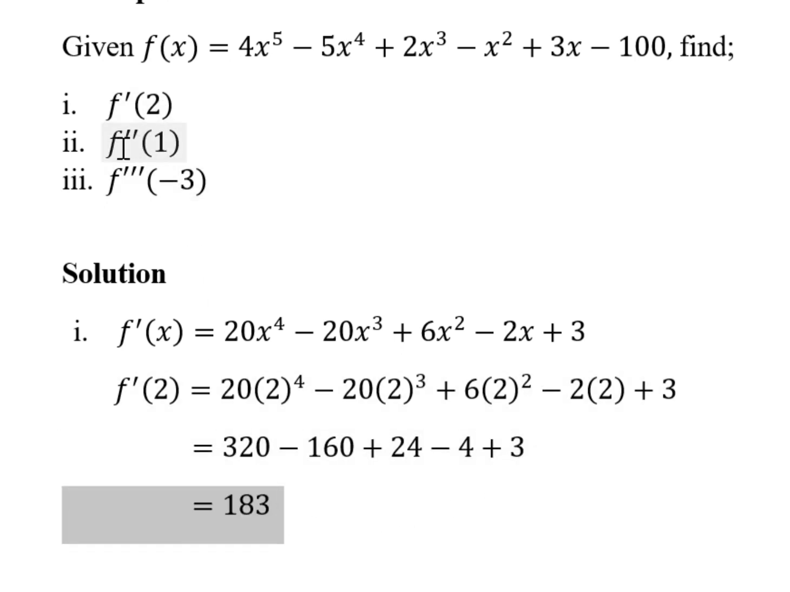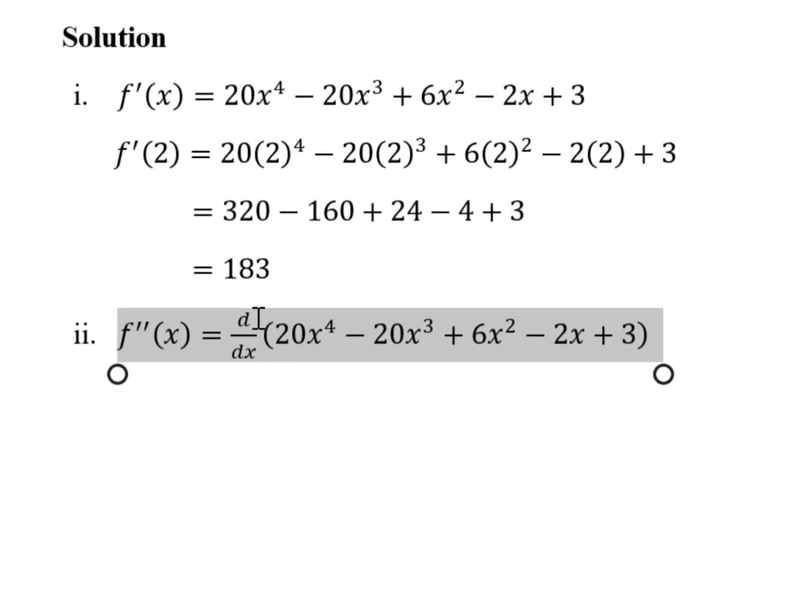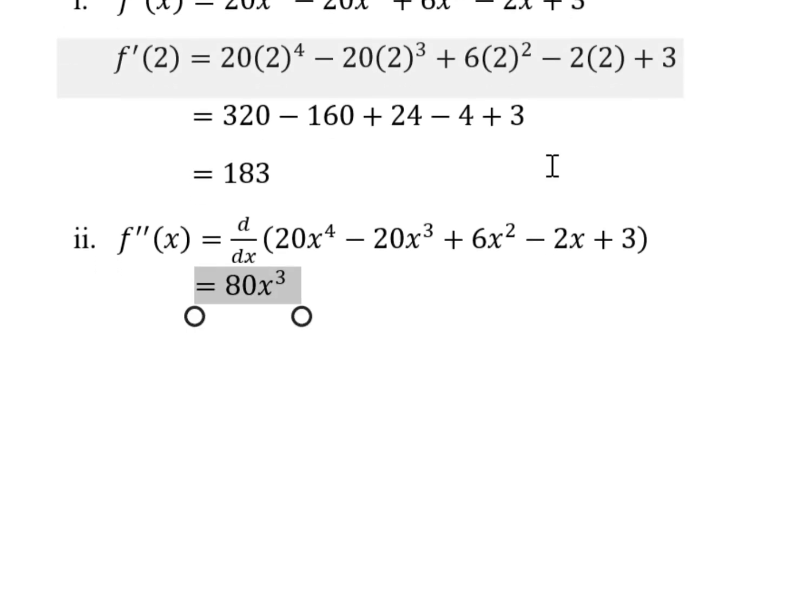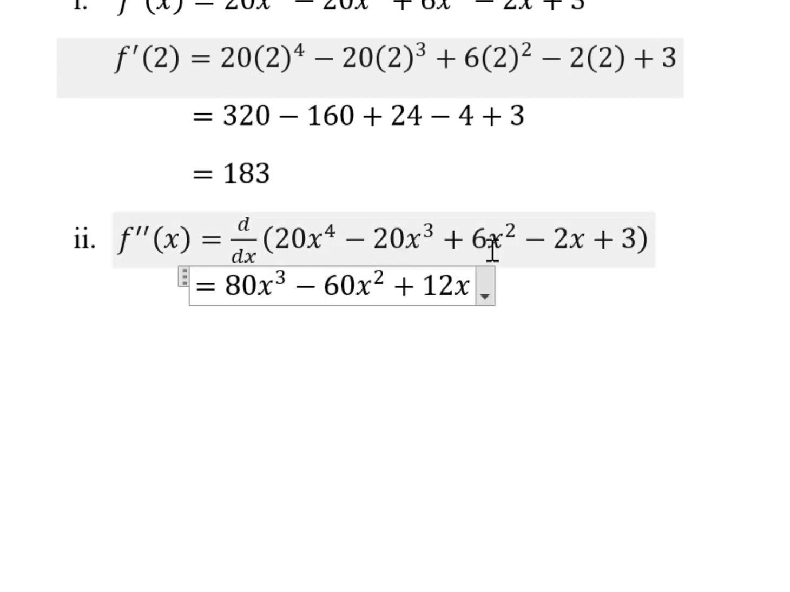The second question wants us to get f''(1). That means we first of all have to get the second derivative. And for us to get the second derivative, we simply take the derivative that we have here, which is the first derivative, and differentiate it further, one more step. So f''(x) is equal to the derivative of this one here. If you differentiate that, you'll get 80x^3 minus 60x^2 plus 12x minus 2. That is f''(x).